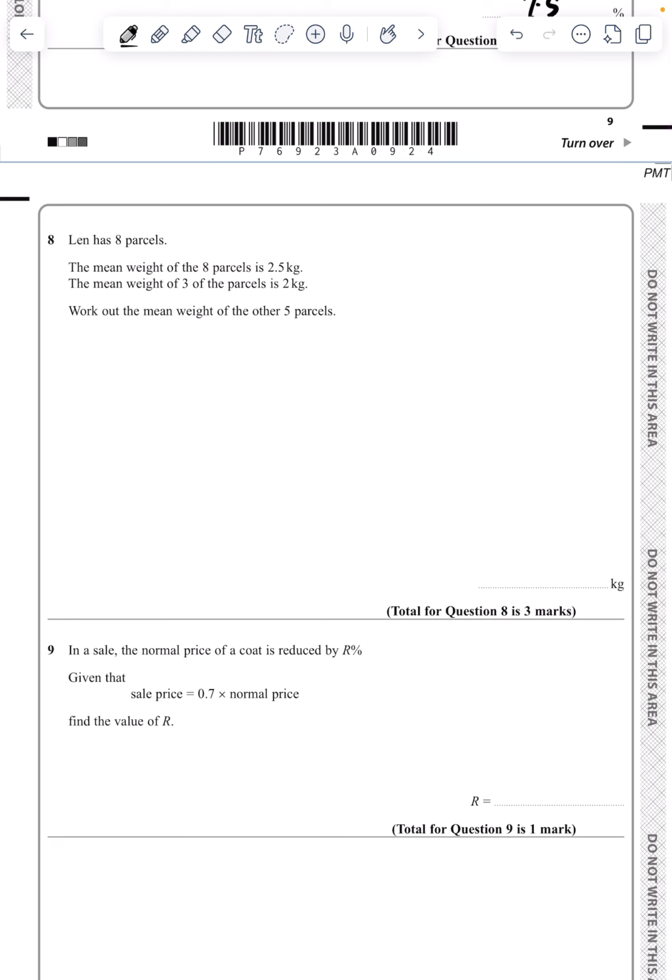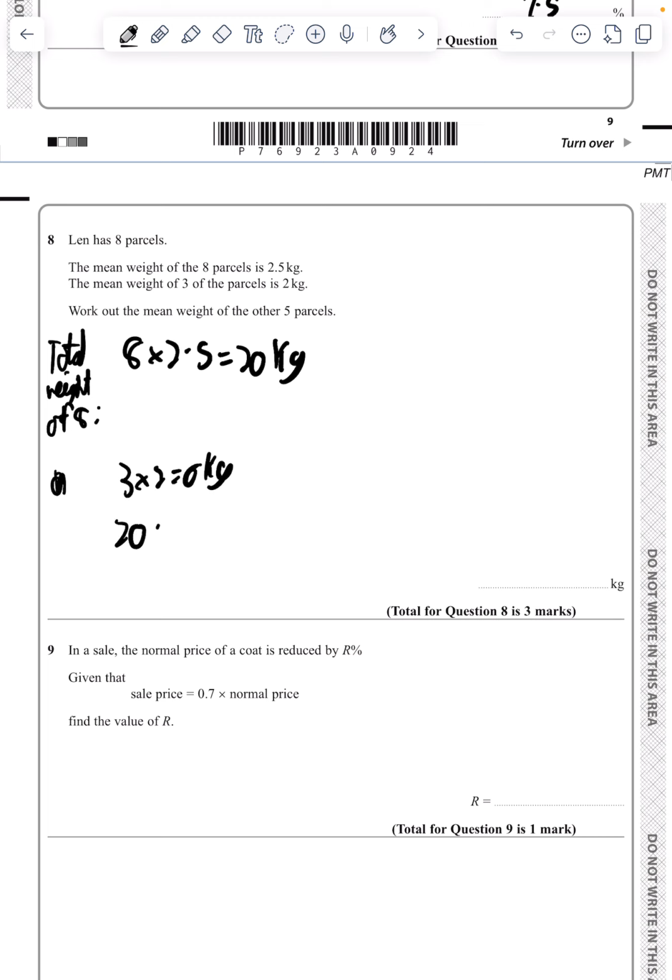Mean of 8 is 2.5. Mean of 3 of them is 2. So find the total. Find total of 3. Subtract. And then 1 by 5.